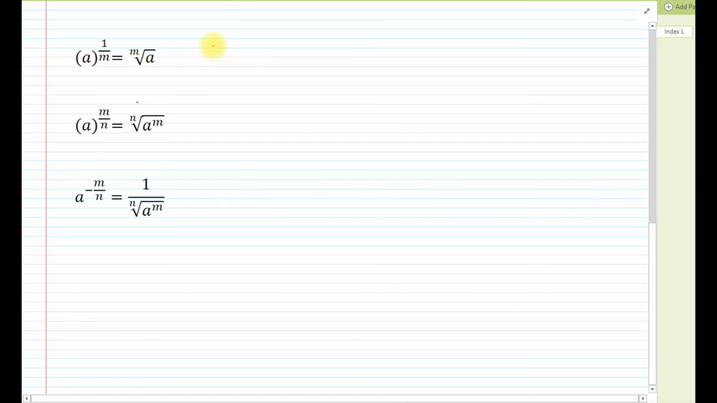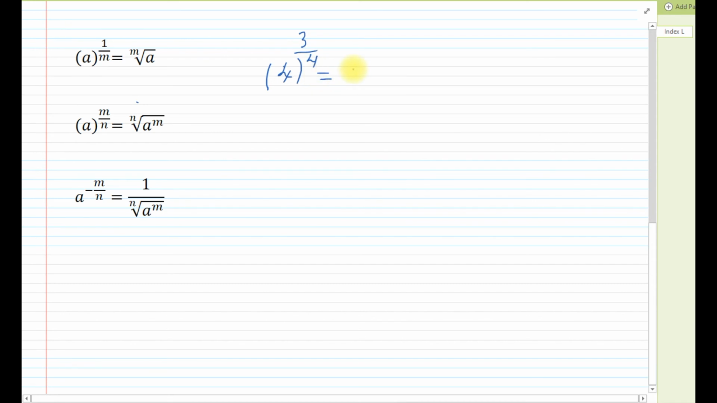Next, we look at a situation of a fractional power where the numerator isn't 1, like the example before. In this situation, a to the power m over n is the nth root of a to the power m. So what's in the numerator becomes the index under the radical sign, and what's in the denominator appears in the little trough in the radical sign. As an example, let's try 4 to the power 3 quarters.